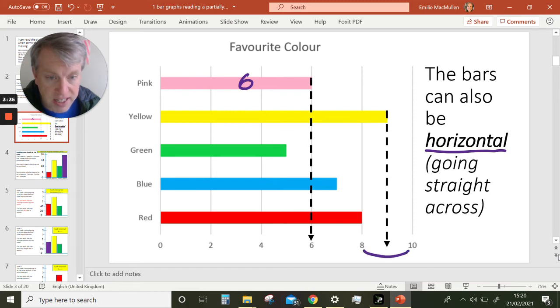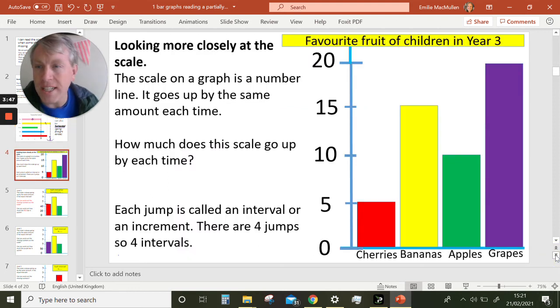Well, between 8 and 10 is 2, so 8, 9, 10. So 9 children said yellow. Okay, but what about, let's just take a moment to look at the scale. The scale on a graph is this part here. So it starts normally at 0, and then it's going up, isn't it?